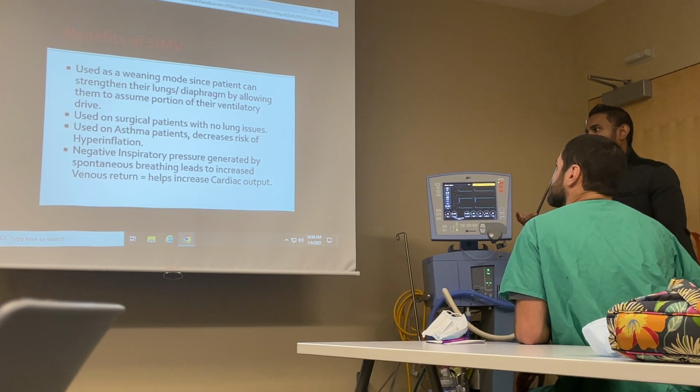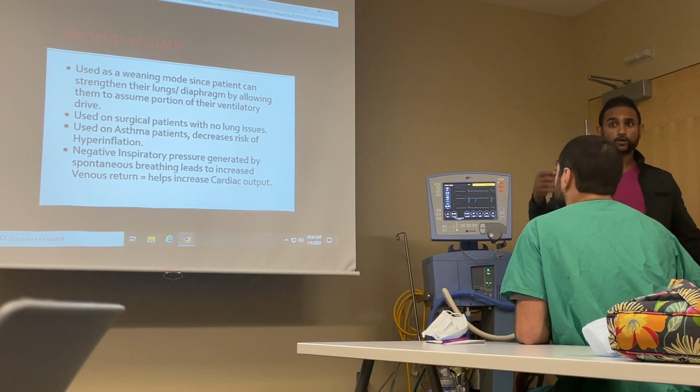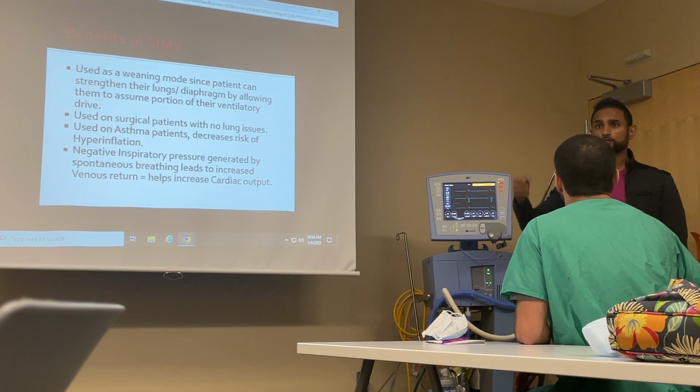So I guess in a way, and also it helps decrease cardiac output. How does it help decrease cardiac output, guys? Can you talk about it? Probably that venous return. Yeah, because think about it: positive pressure every breath, every 5 seconds, positive pressure, positive pressure.